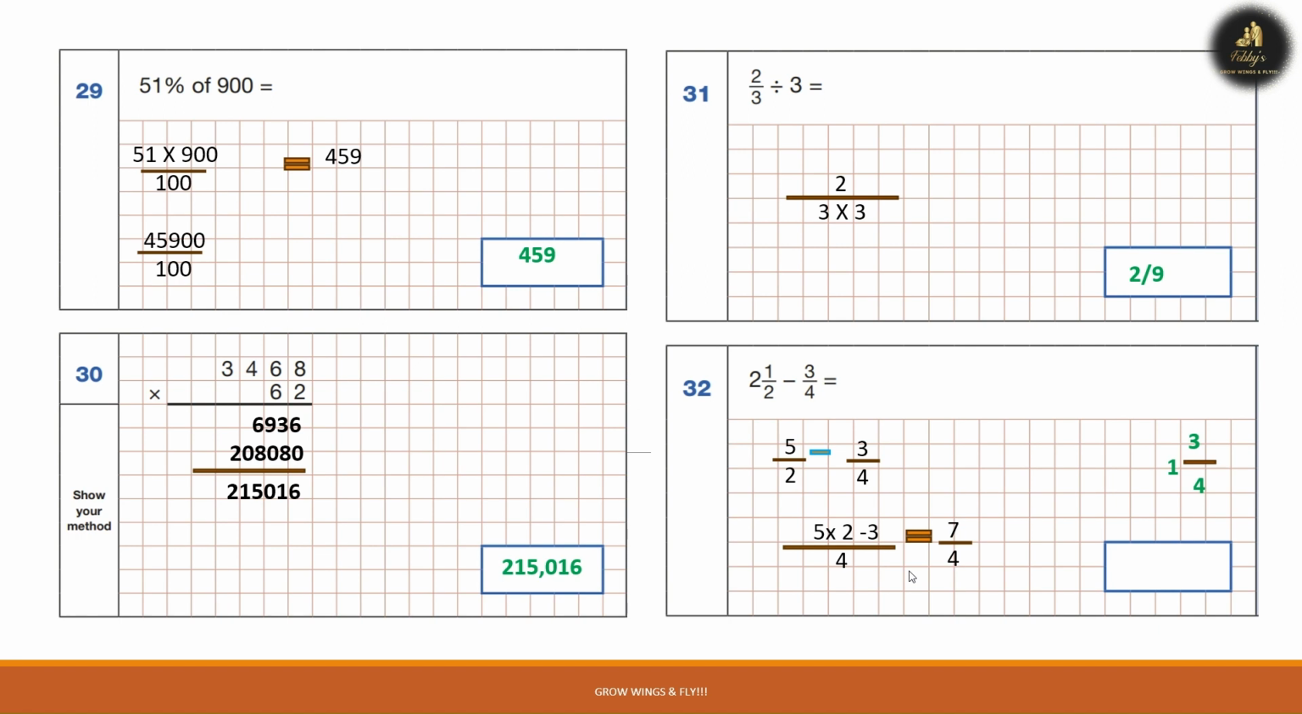For question 32, we convert the mixed fraction into an improper fraction first. Once we do that, we go ahead with subtraction. In this case, the LCM is 4, so we would need to multiply the first fraction with 2 in order to get the denominator to 4. 5 times 2 is 10, and then take away 3 will give us 7. When we change the improper fraction into a mixed fraction, we get the answer.